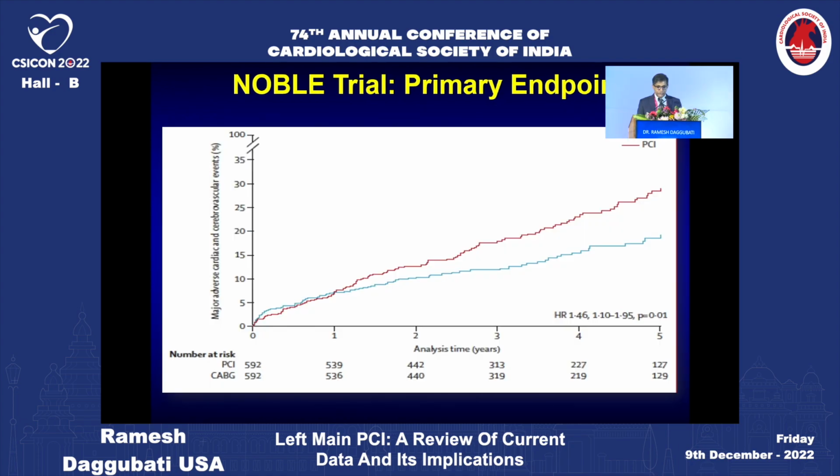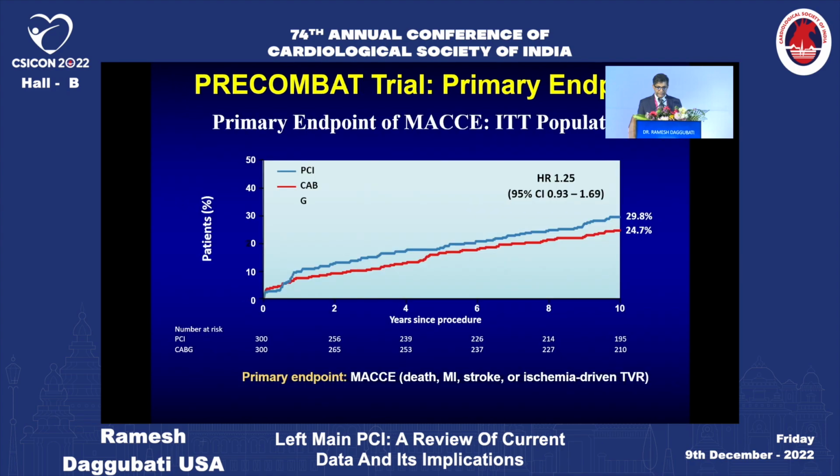And in the NOBLE trial, for the primary endpoint of major adverse cardiac and cerebrovascular events, there is a big difference favoring bypass surgery, in the blue, as compared to PCI, with an absolute difference of about 6% and a hazard ratio of 1.46, which is statistically significant.